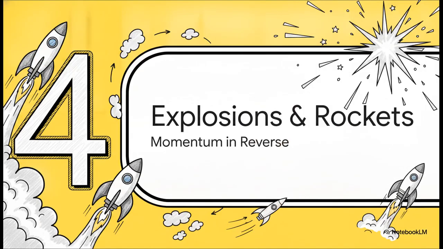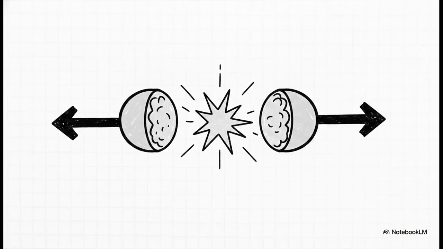Next up, explosions and rockets, which is basically momentum in reverse. So let's completely flip the script, because this exact same conservation math applies to things blowing apart. Remember, momentum is a vector. It cares about direction just as much as magnitude.